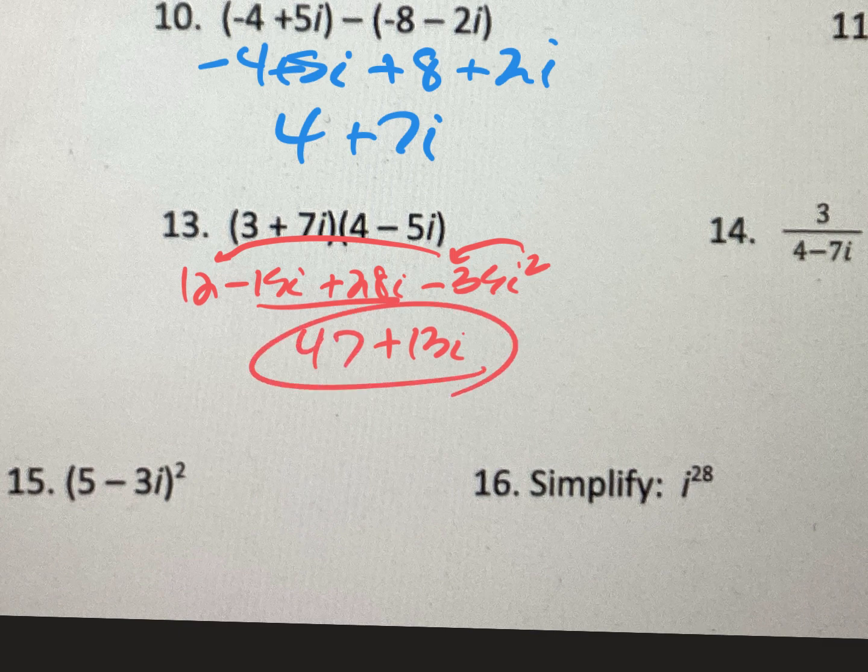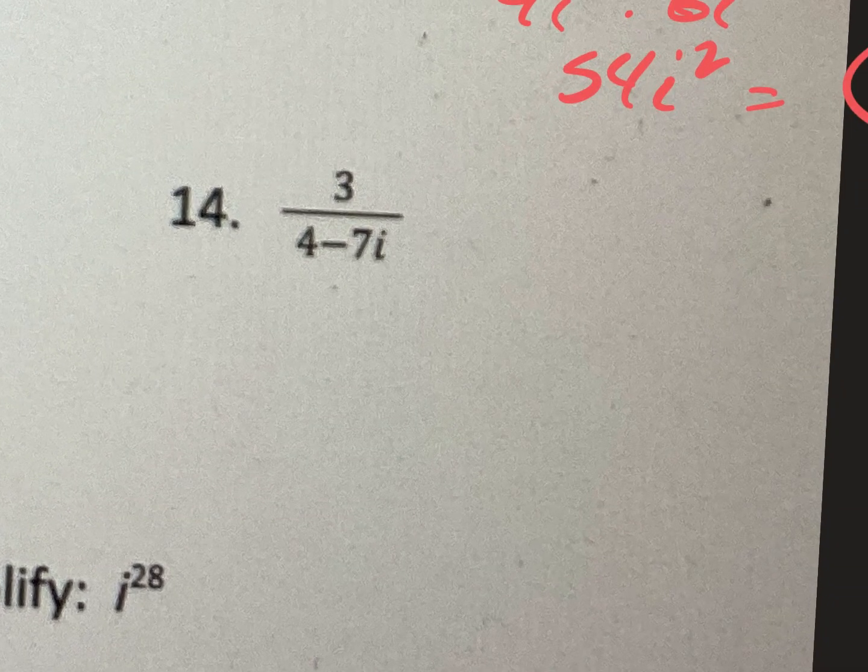47 plus 13i. Number 14, got to multiply by the conjugate here because you can't leave an imaginary number in your denominator because it's a radical. All right, so multiply top and bottom by the conjugate. The bottom, guys, when you do conjugates, don't forget to just do FOIL.